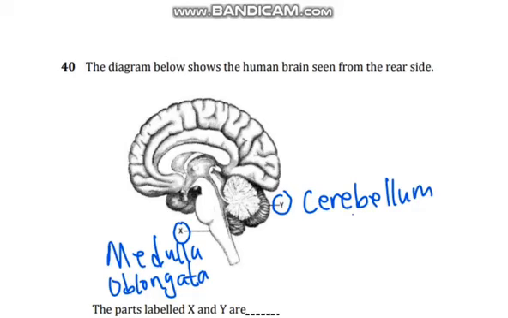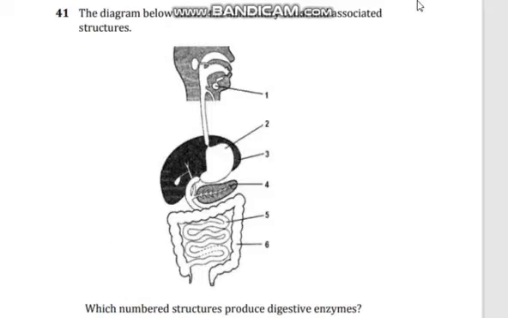Let us now look at another question. We've now come to our second question. The diagram below shows the alimentary canal and associated structures, with the parts labeled 1, 2, 3, 4, 5, 6. Which numbered structures produce digestive enzymes? The part labeled 1 is the salivary gland, and the part labeled 2 is the stomach.